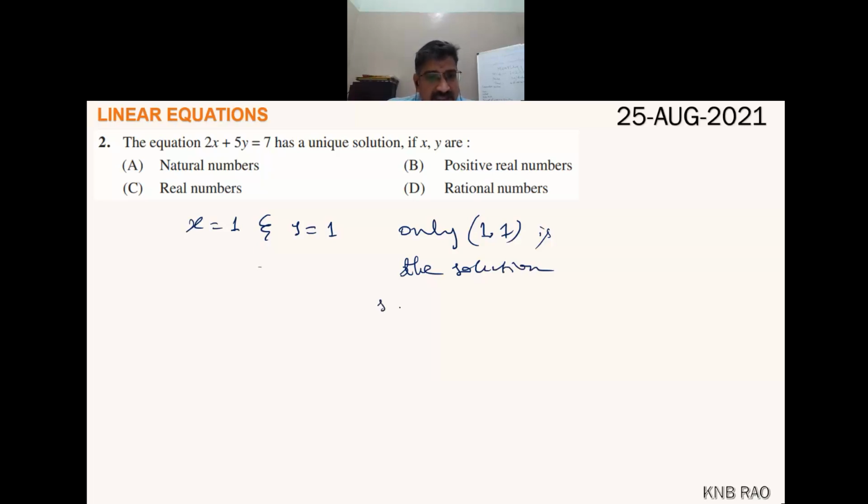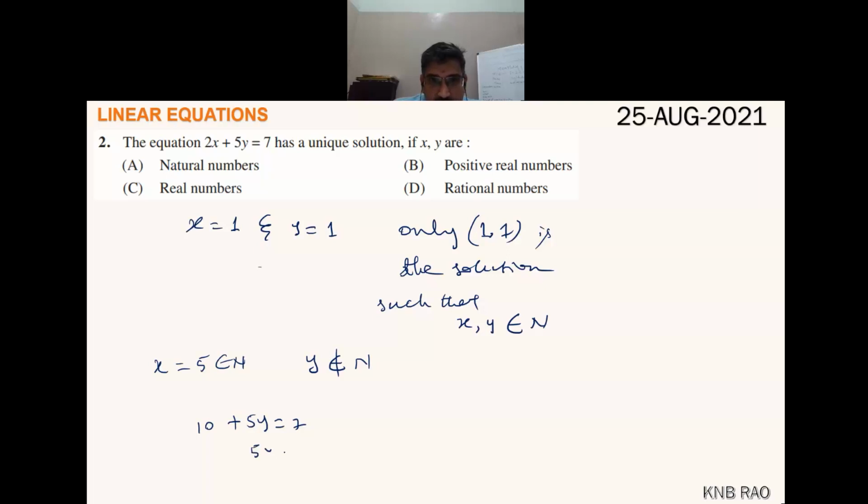That is the only solution such that x comma y belongs to natural numbers. If you take any number for x other than 1 and find the value of y, you will definitely not get a natural number. Take anything: 5 2s are 10, so 10 plus 5y equals 7, so 5y equals minus 3 and y equals minus 0.6. Definitely it does not belong to natural numbers, right?